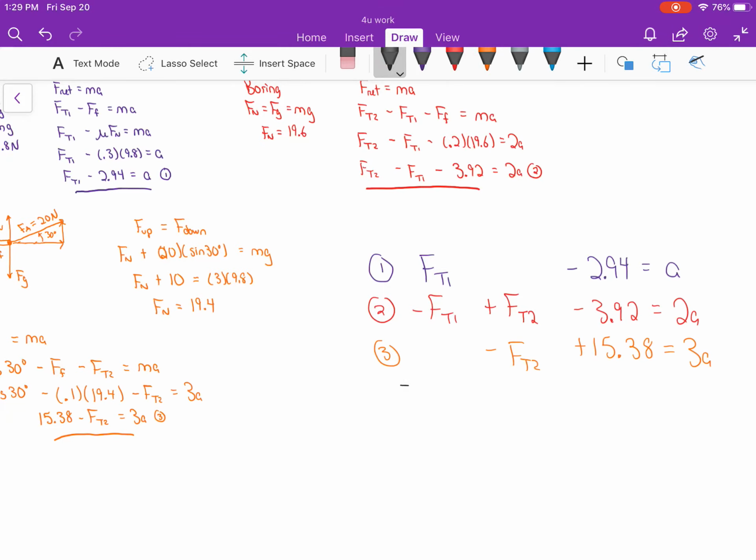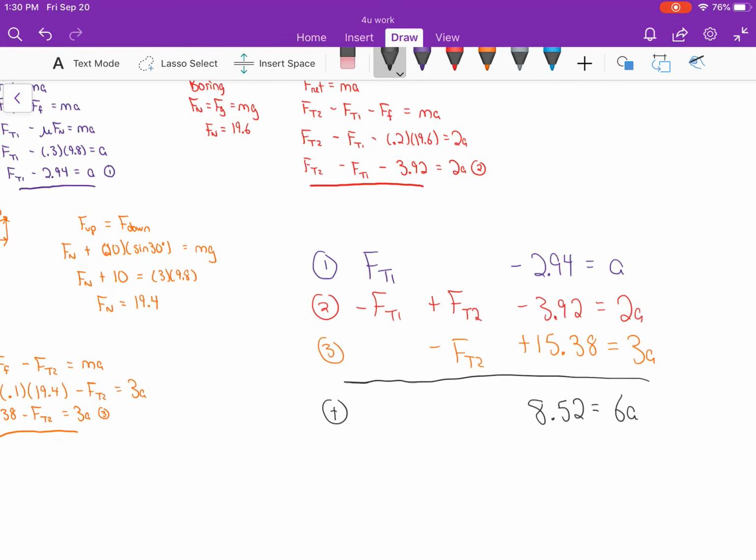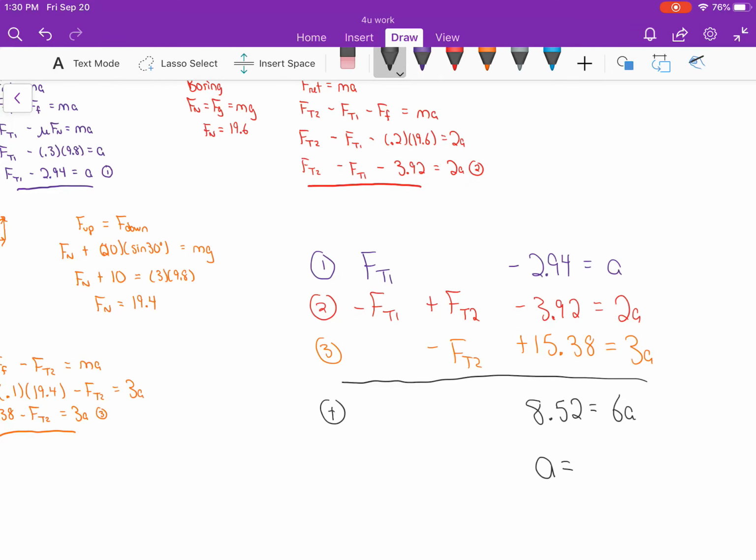If we write it out that way, hopefully we can see that if we add those three equations, even though there's three equations, it's still relatively simple to solve. If we add them, the ft1s cancel out, the ft2s cancel out, we end up with the 15.38, take away the 3.92, take away the 2.94, working on a calculator, I get that equals 8.52. On the right hand side, the 1a plus the 2a plus the 3a gives 6a. So we can quickly finish it off, flip the 6 to the other side, divide it over, and we get the acceleration is 1.42.